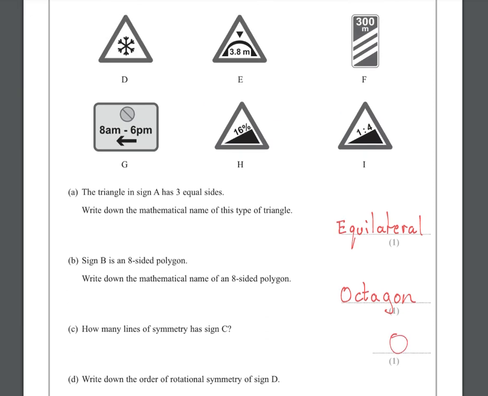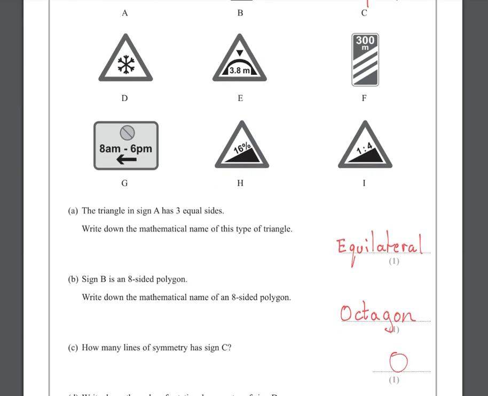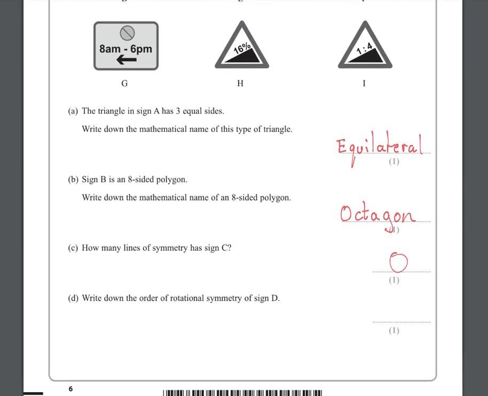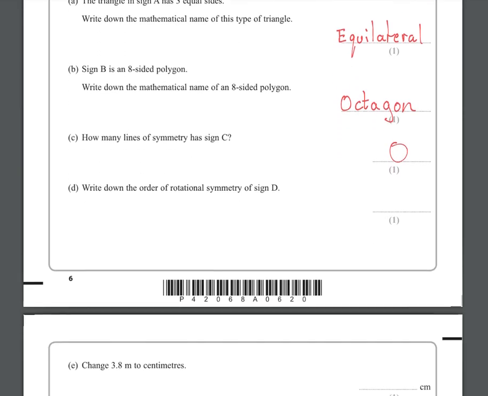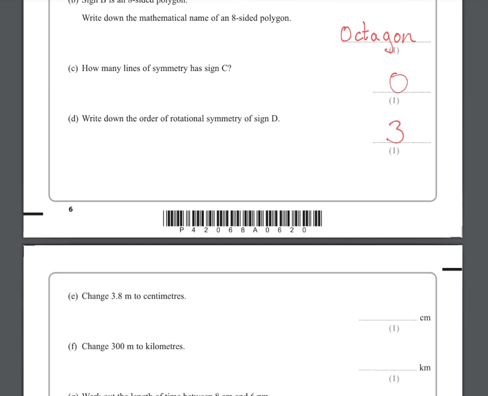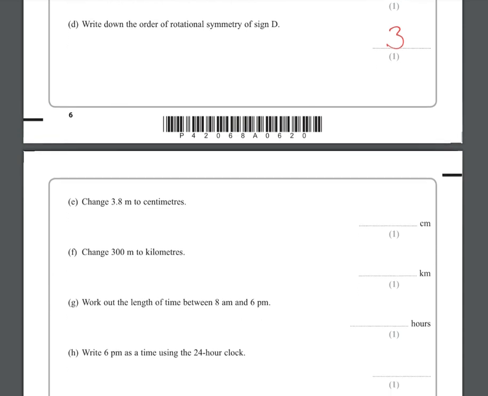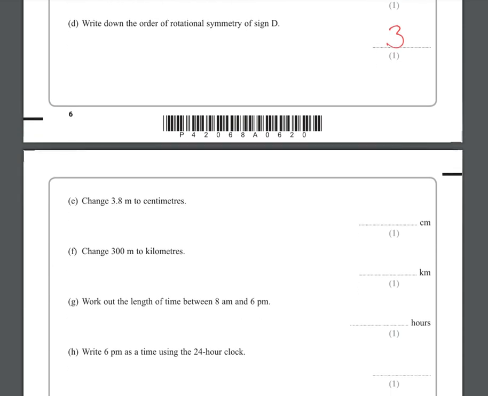Okay, the order of rotational symmetry of shape D. So if I rotate it around, how many times can I rotate it around before it gets back to itself? So 3 times. So you either count the start or the end, but not both. So 3 times as you rotate that around. Sometimes a bit of tracing paper can be useful, but that's quite difficult to demonstrate on here. But just try it and look at it.